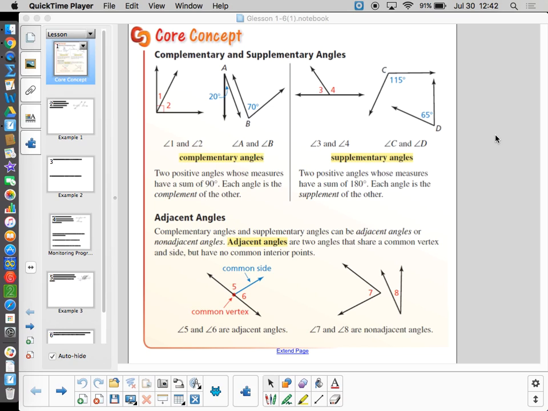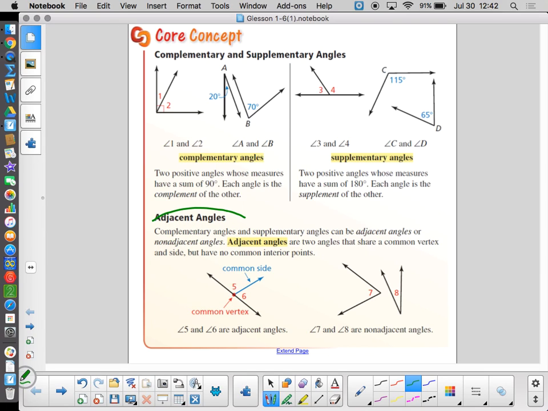Today we're going to look at the first half of Chapter 1, Section 6. We're still talking about angles, and we're going to look at three basic terms regarding angles today. The three terms are complementary, supplementary, and adjacent. I'm going to start with adjacent angles, and then we'll talk about complementary and supplementary. So starting kind of towards the bottom of the page here, adjacent angles.